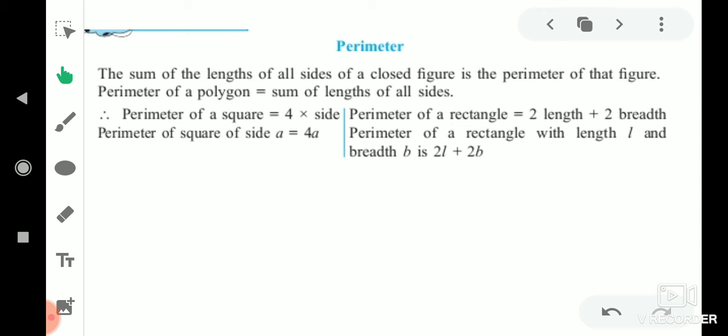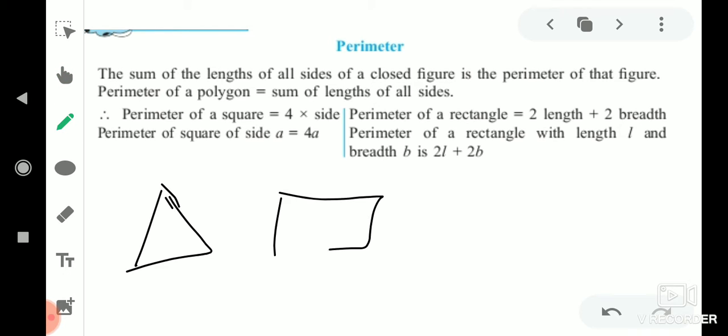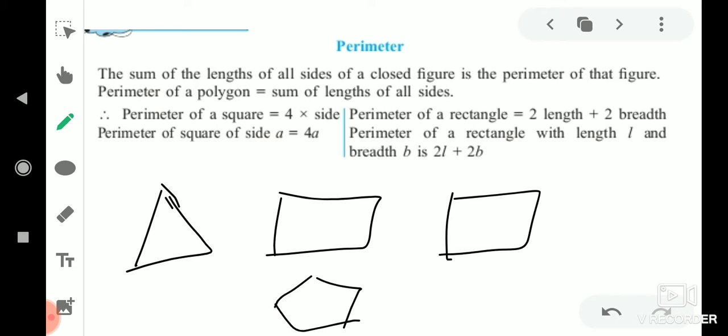You know, any closed figure, for example, rectangle, triangle, rectangle, square, polygon. Every closed figure of any number of sides has a perimeter. So, what does a perimeter mean? Perimeter is the sum of the length of all the sides of a closed figure.